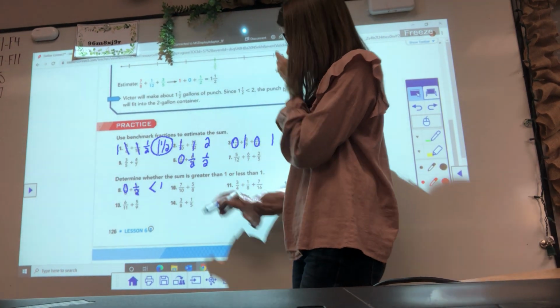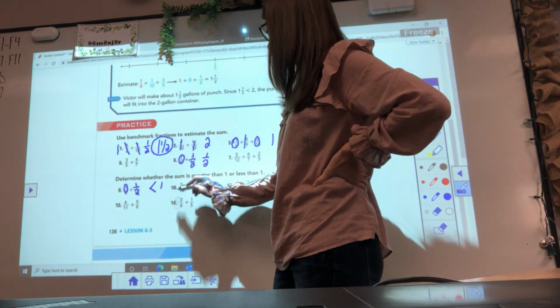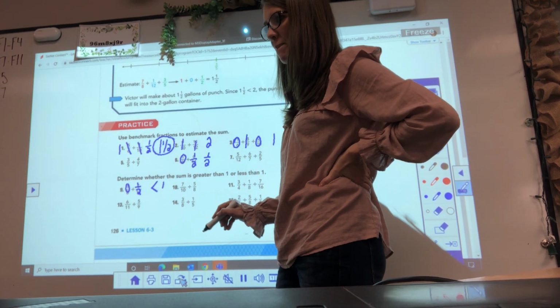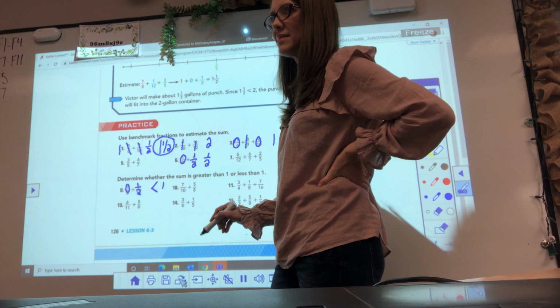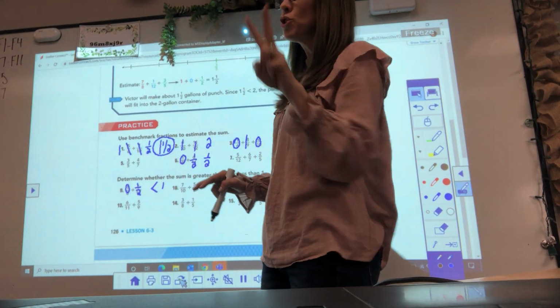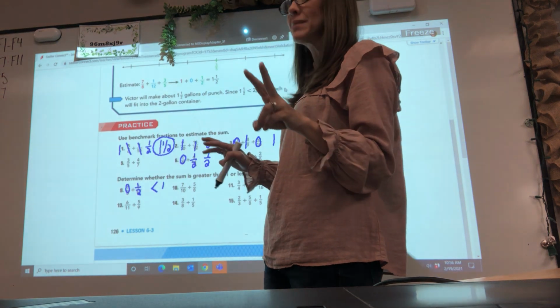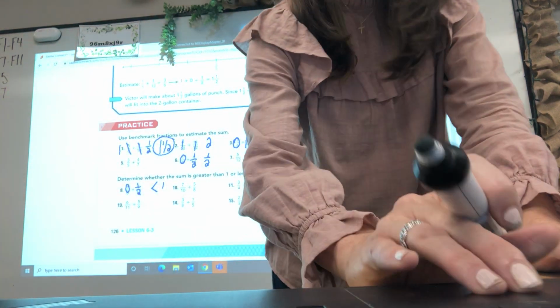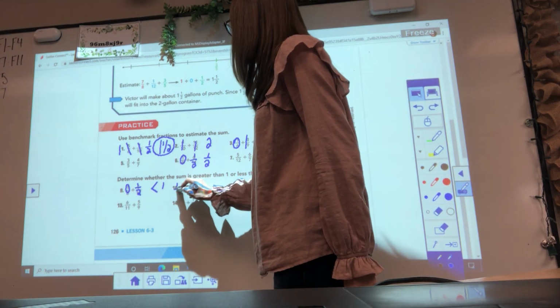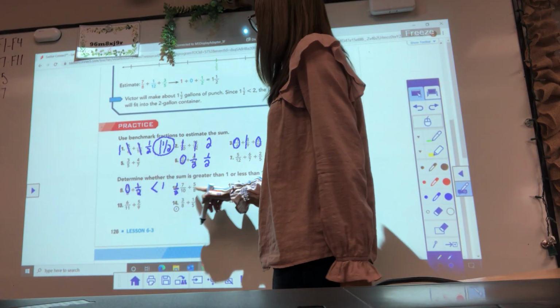7/10 is about? Half. Sorry. Half of 10 is 5. Yes. So 7 is 2 away from 5, but it's 3 away from 10, right? So this is going to be about half. It's a little more than half, right? What about this one?